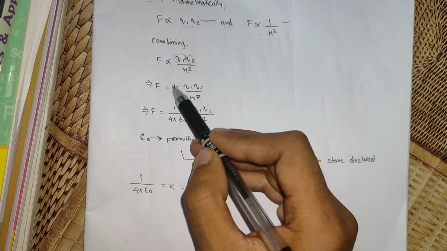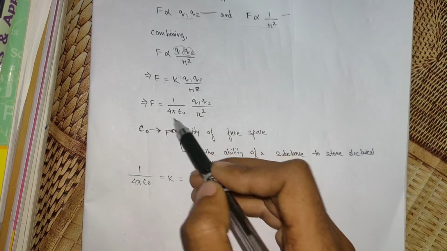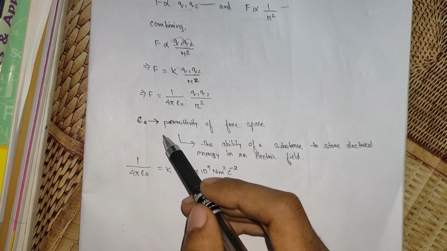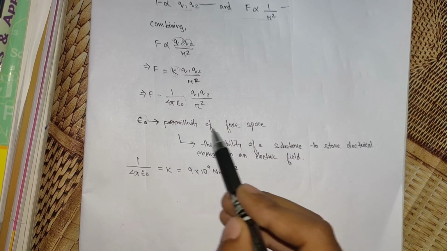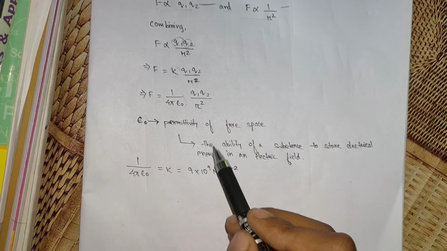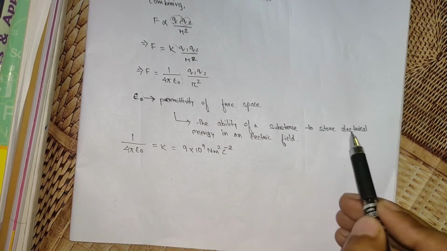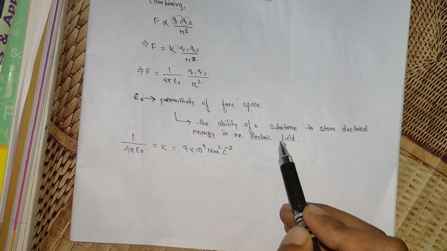Now, the value of k is equal to 1 by 4 pi epsilon naught. You might be wondering what the meaning of epsilon naught is. Epsilon naught is nothing but the permittivity of free space. Now what does permittivity mean? Permittivity is nothing but the ability of a substance to store electrical energy in an electric field.